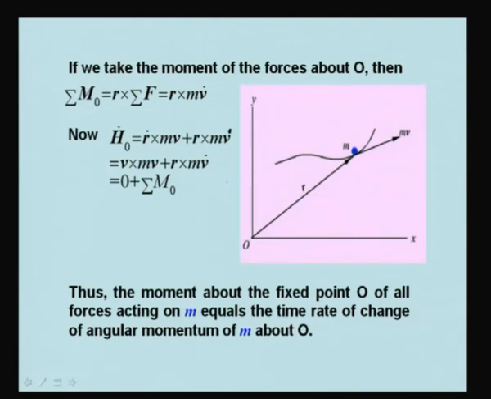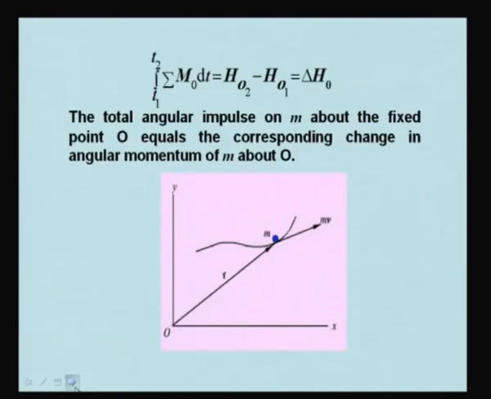Thus, the moment about the fixed point O of all forces acting on m equals the time rate of change of angular momentum of m about O. So you find the moment of the forces about the fixed point O, and it equals the time rate of change of angular momentum about this point. So, this equation is very useful.